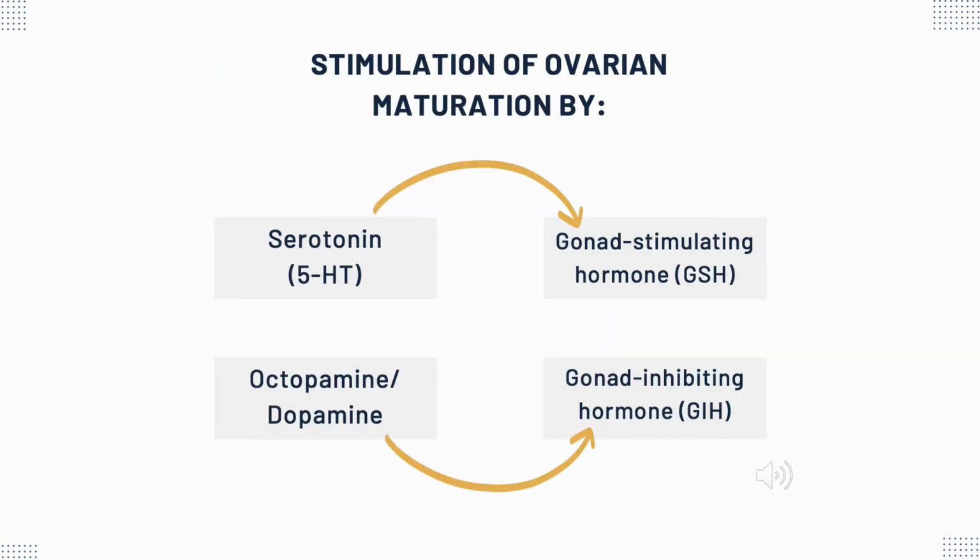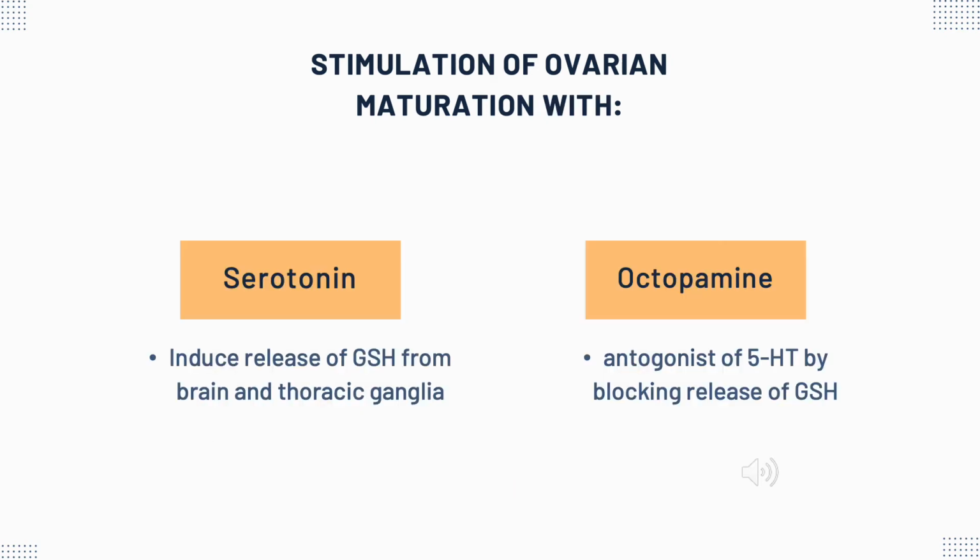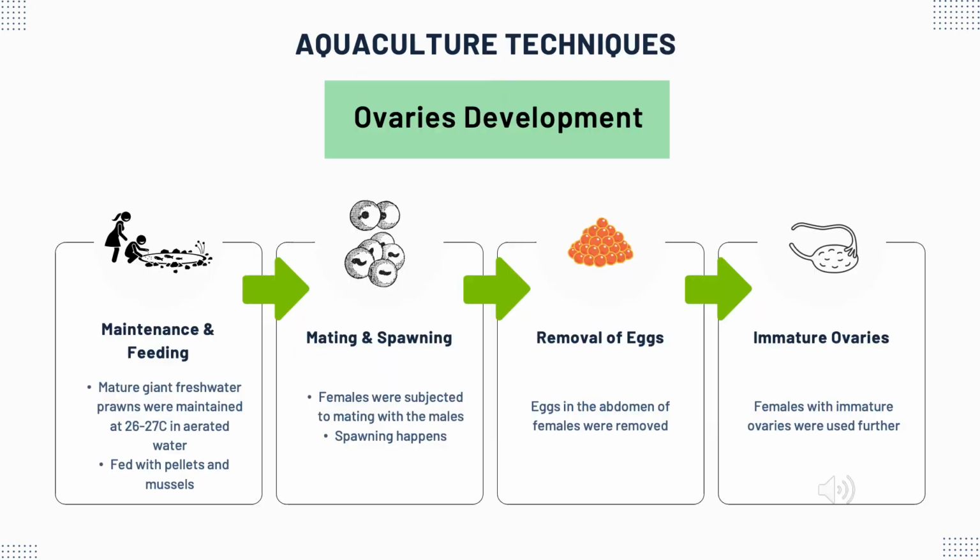So in this paper, it was highlighted that there are 2 chemicals responsible for the development of ovaries in prawn. The first one is known as serotonin, which stimulates production of gonad-stimulating hormone, and octopamine or dopamine, which induces production of gonad-inhibiting hormone. Basically, serotonin induces the release of GSH from the brain and thoracic ganglia. Meanwhile, octopamine acts as an antagonist of serotonin by blocking the release of GSH. Note that GSH is important to initiate reproduction processes in the prawns.